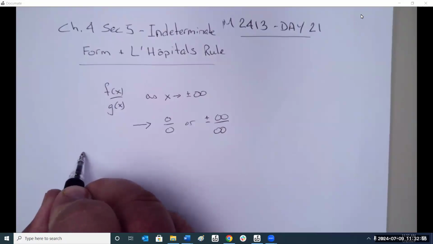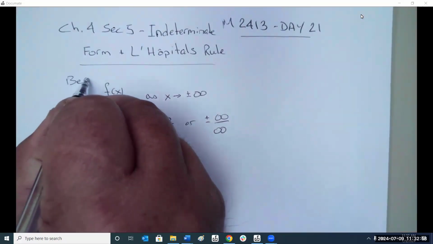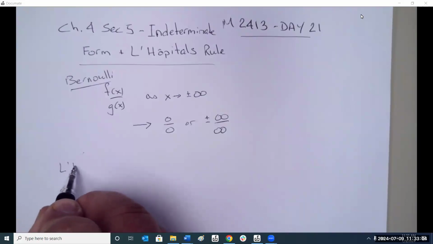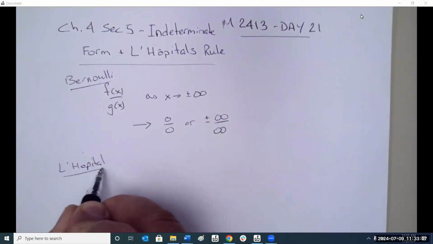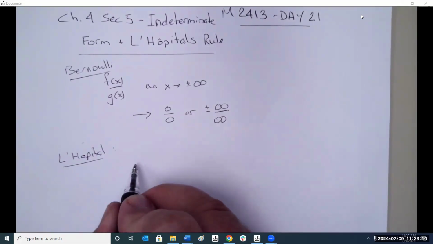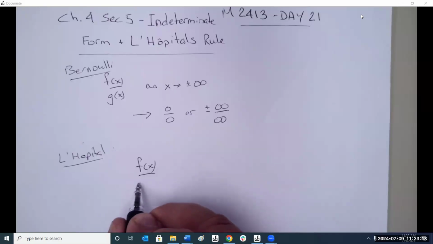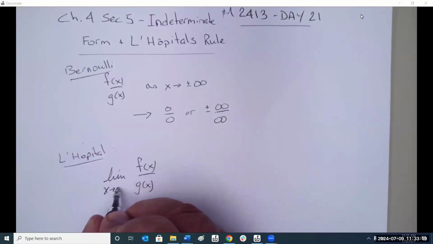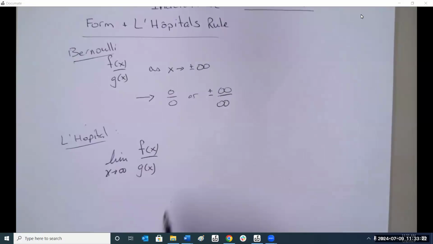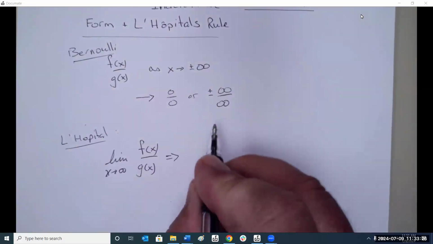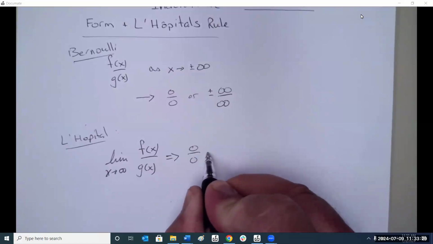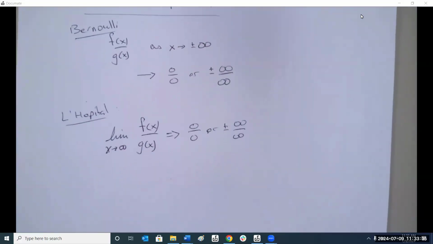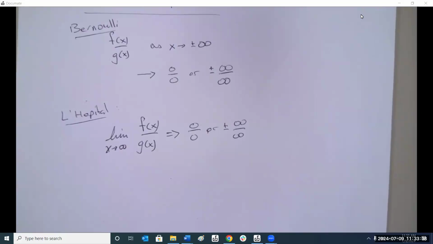Then a guy named Guillaume L'Hopital, this is from Bernoulli, then discovered that if I have a rational function and the limit of it as x approaches infinity goes to 0/0 or infinity/infinity, then there has to be something in common with those two.